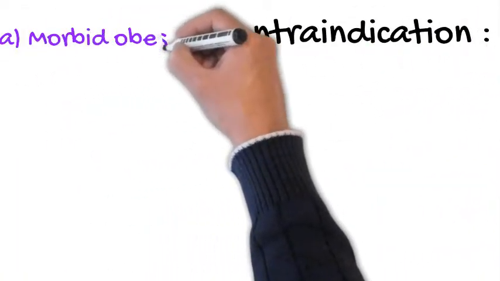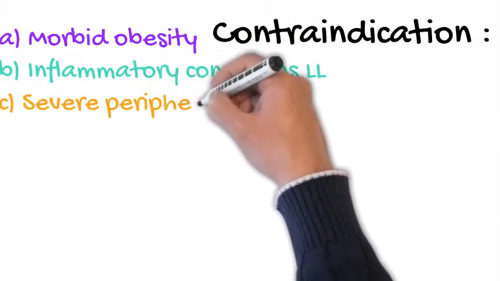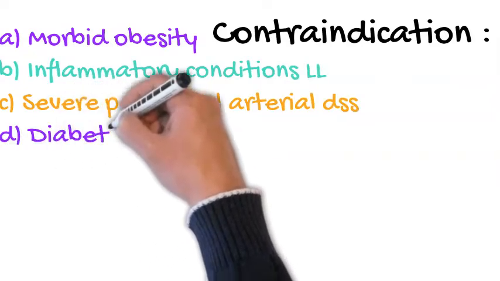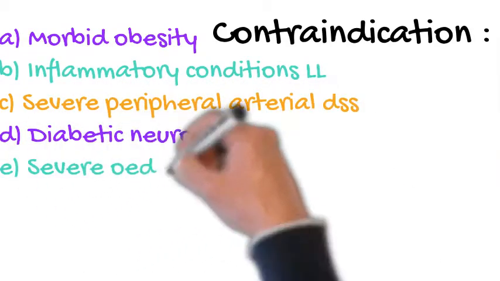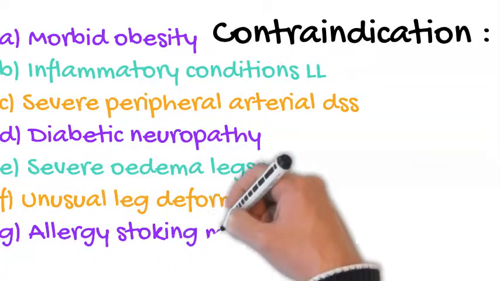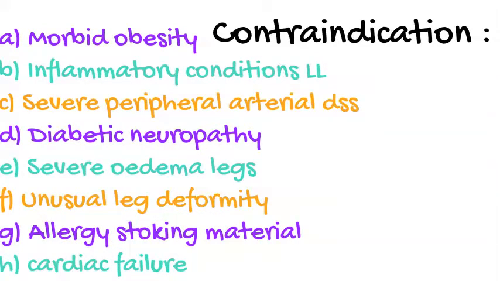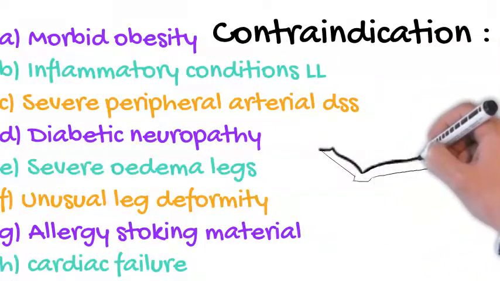Compression stocking is contraindicated in patients with A. Morbid obesity where correct fitting cannot be achieved. B. Inflammatory condition of lower legs are present. C. Severe peripheral arterial disease. D. Diabetic neuropathy whereby there is an increased risk of injury due to reduced sensation. E. Severe edema of legs. F. Unusual leg deformity. G. Allergy to stocking material. And H. Cardiac failure.